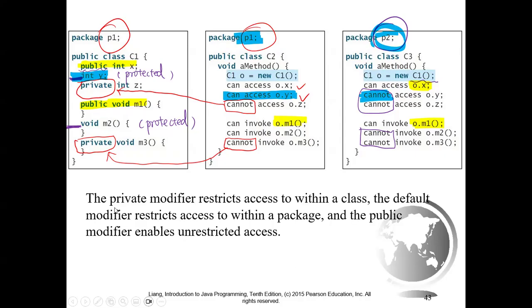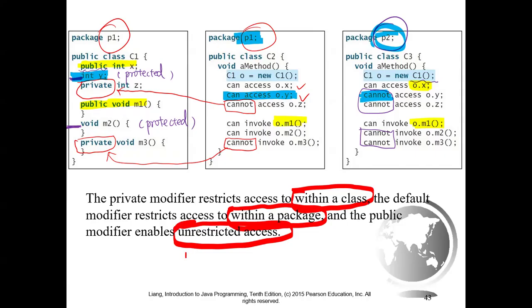So we say the private modifier restricts access to within a class. The default modifier restricts access to within a package. And the public modifier enables unrestricted access. So this is within a class, within a package, and unrestricted access.